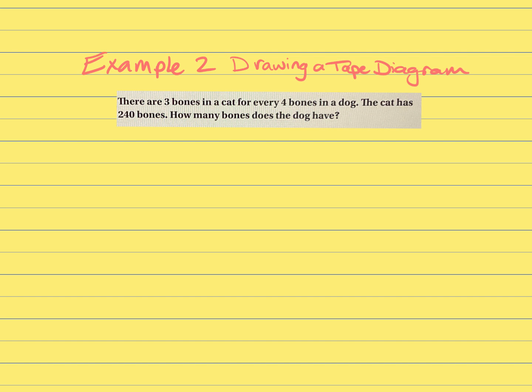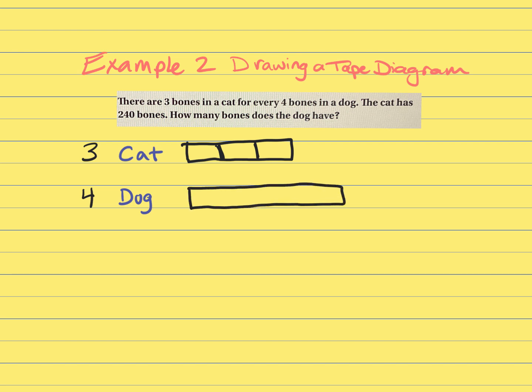Again, we start off with our tape diagram. You're going to set it up like this. I've got my dog and I've got my cat. And then for my tape diagram, I'm going to go up to what they have. I'm going to read out what the ratio is. There are 3 bones for every cat, and there are 4 bones in a dog. So if I know I have 3 and 4, I want to set up my tape diagram to represent 3. So I'm going to go 1, 2, 3. And then for my dog, I've got 4. So I'm going to set it up to represent 4. Try to keep them as equal as possible.